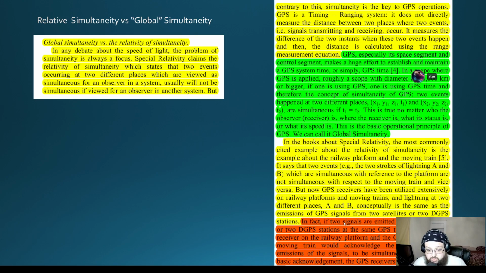In fact, if two GPS signals are emitted from two satellites or two GPS stations at the same time, both the GPS receiver on the railway platform and the GPS receiver in the moving train would acknowledge the two events. The emission of the signal would be simultaneous. Without this basic acknowledgement, the GPS receivers would not function at all.